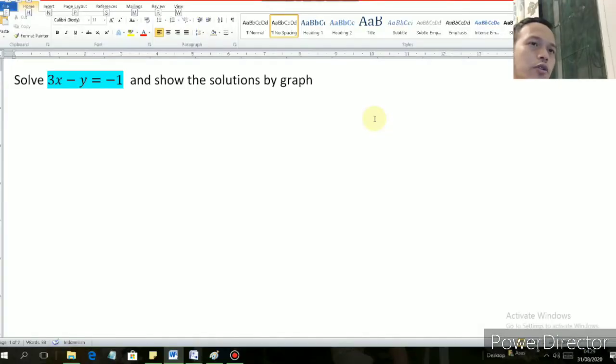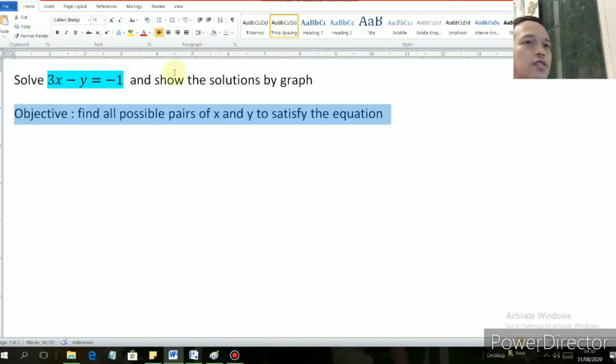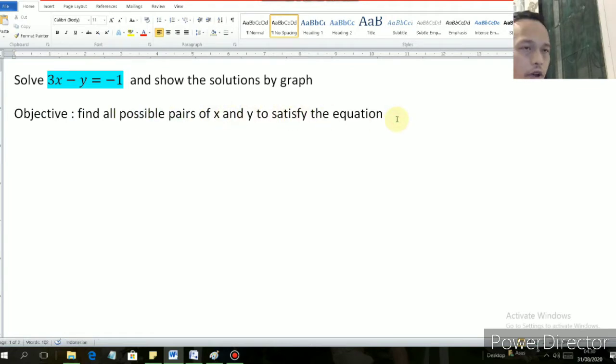Now we are going to the practical thing, how to graph. If you are shown these kinds of problems, you try to solve 3x minus y equals -1. It means that you have to find all possible solutions, the combinations between x and y to satisfy this equation, right? And then you show all the solutions by graphing, since graphing is the most effective way to show all the solutions. So the objective is, let's find all possible pairs of x and y to satisfy the equation.